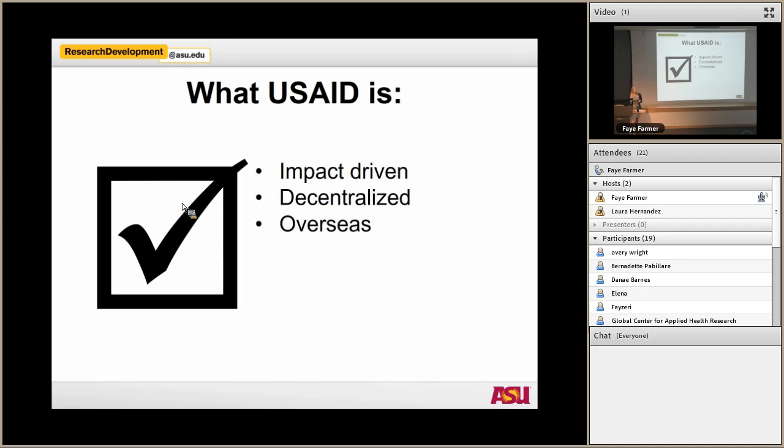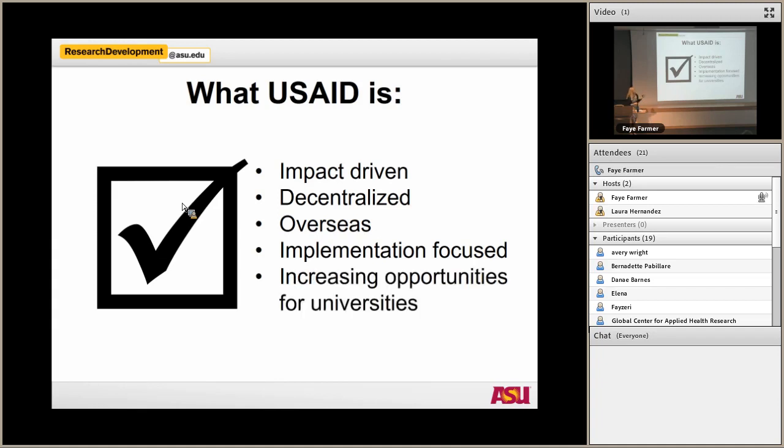They're overseas. The work that they do is going to be primarily overseas. They're implementation focused, so they're going to be doing activities, implementing interventions, different activities, trainings in local communities with local organizations. And finally, they're increasing their opportunities for universities, which is one of the reasons why we're here today and why ASU is actually pursuing more and more USAID funding.